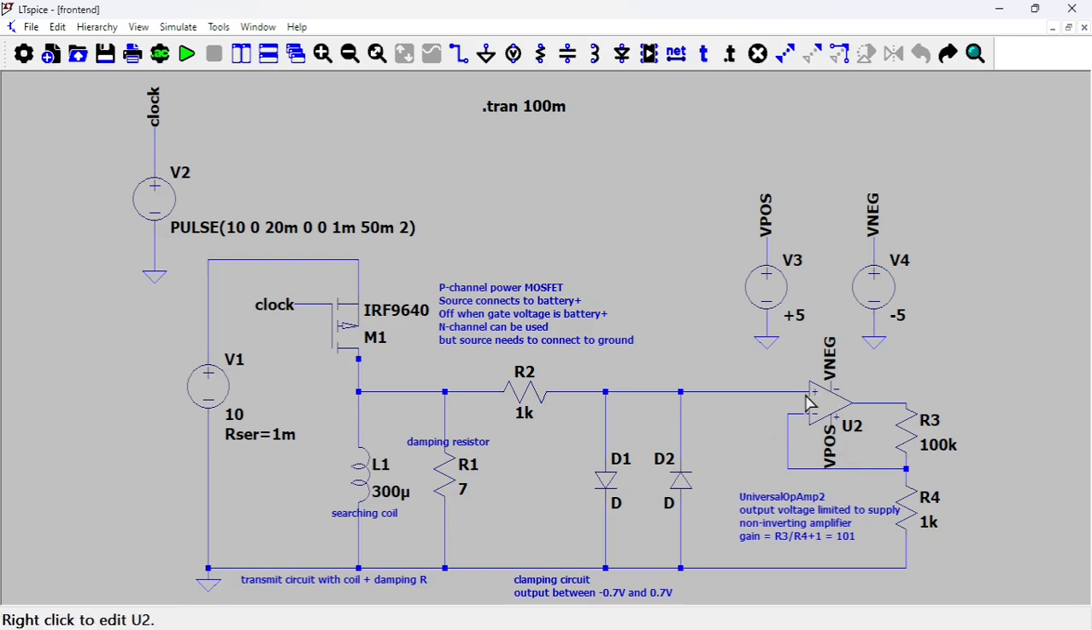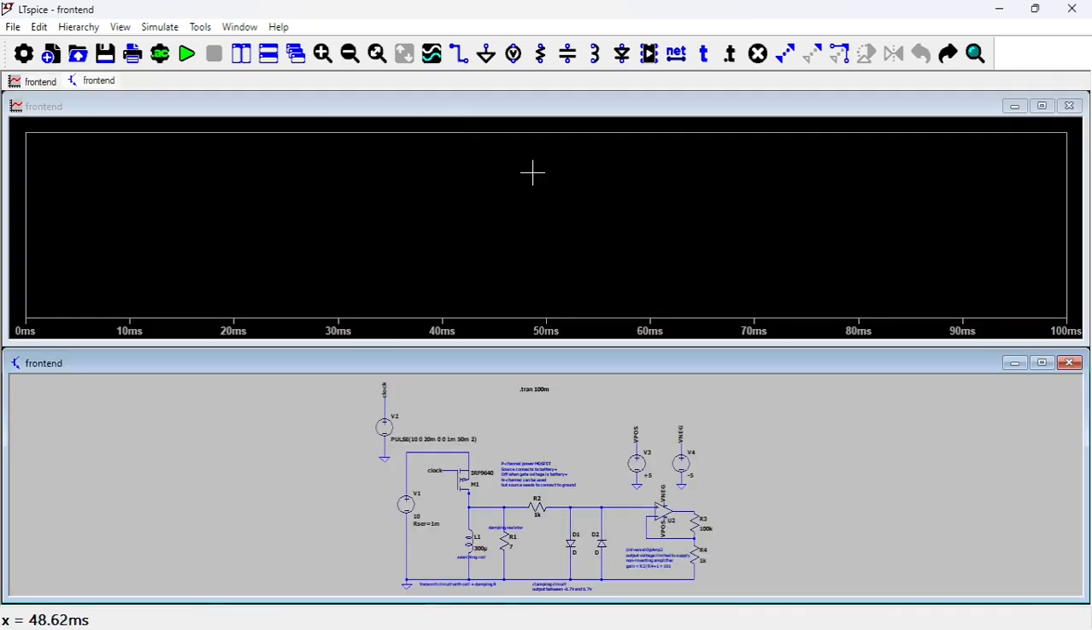And it's a non-inverting amplifier. The input is here, the output is here, the input is at the plus. And the gain is determined by the feedback resistor, which is R3, divided by this resistor, which is R4, and you add one. So in this case, it's 101. If it was inverting, it's just R3 over R4. Doesn't really matter. But here it is. So let's run this thing and see what happens.